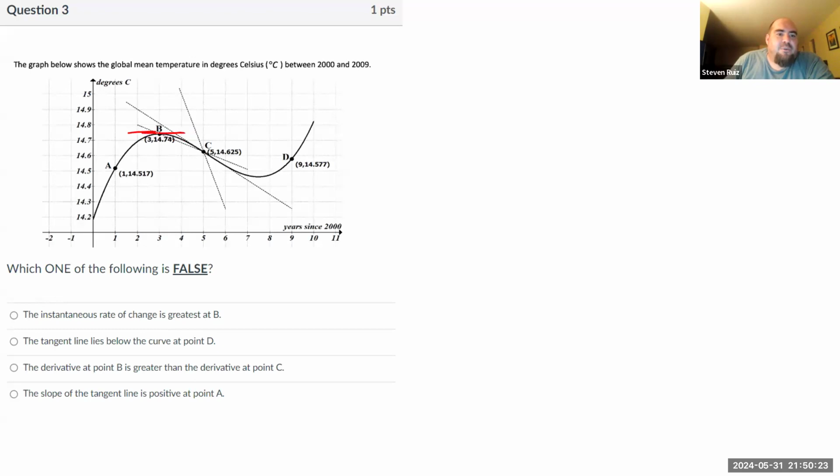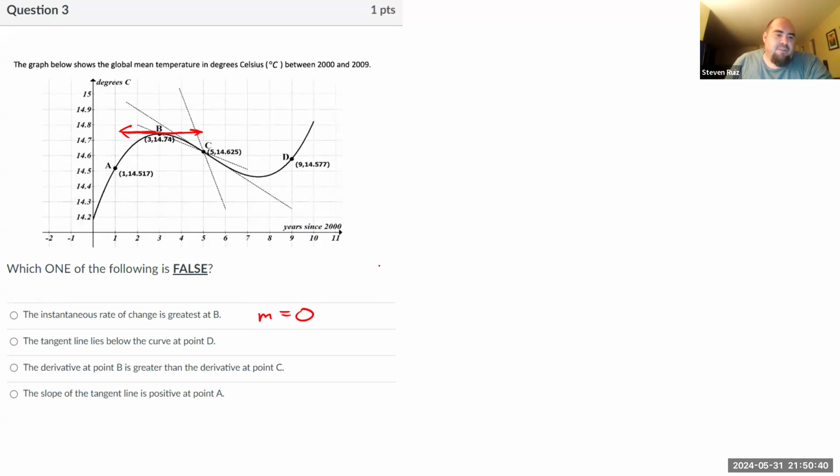I would call this a horizontal tangent line. And if it's a horizontal tangent line, then what can I say about the slope there? I believe that slope is going to be 0. That seems like it's going to be false, but let's look at the other options to be sure.